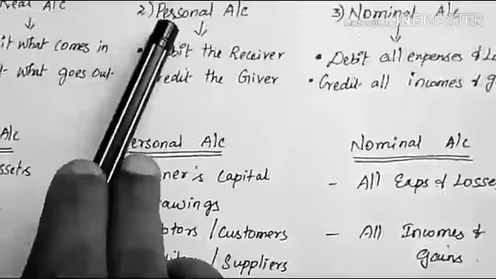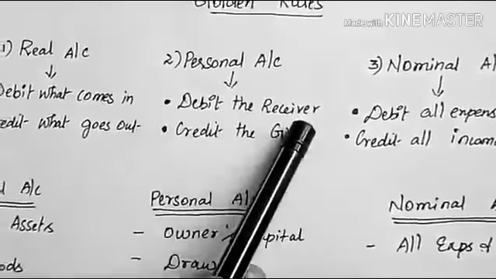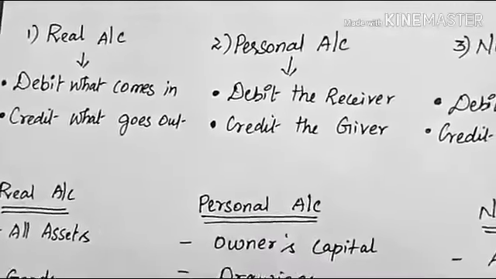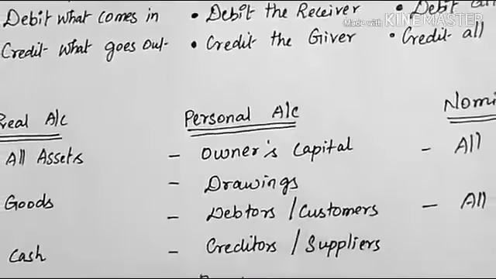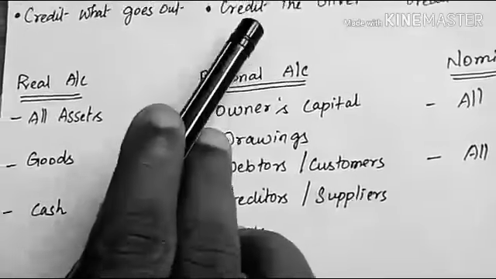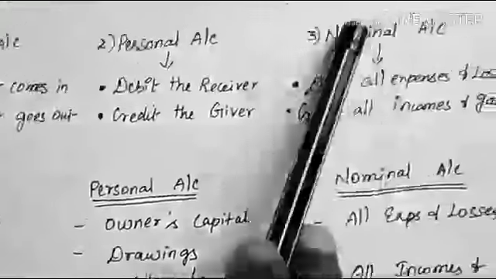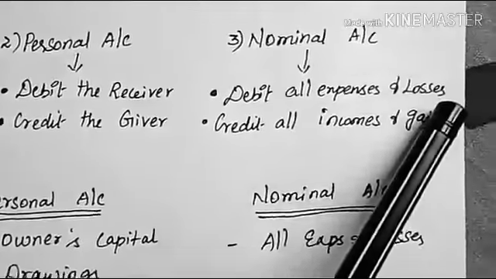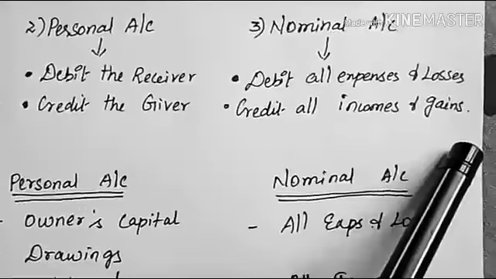Just see the rule. The personal account rule is debit the receiver, credit the giver. According to this rule, you can easily identify whether a particular transaction is debit or credit. And the third one is nominal account. What is the nominal account rule? Debit all expenses and losses, credit all incomes and gains.